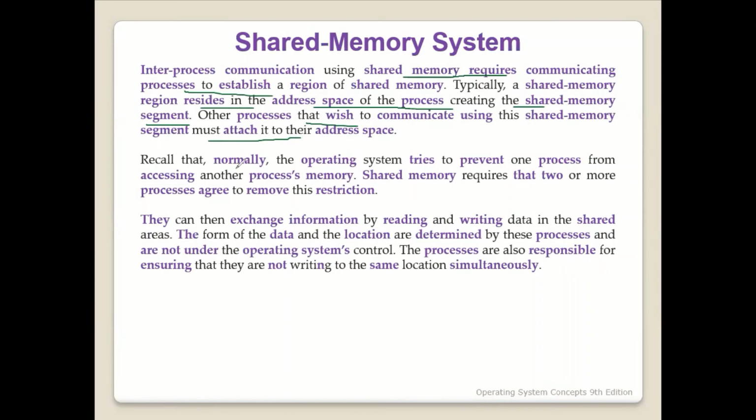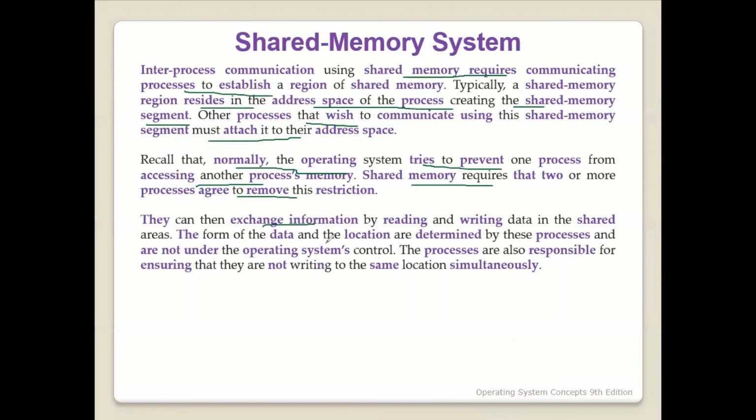But remember, normally the operating system tries to prevent one process from accessing another process's memory. So in shared memory, it requires two or more processes to agree to remove this restriction. Remember, in an operating system, one process can't access another process's memory location. There is a restriction. In shared memory, this restriction is removed. So they can then exchange data by reading and writing the shared memory locations.